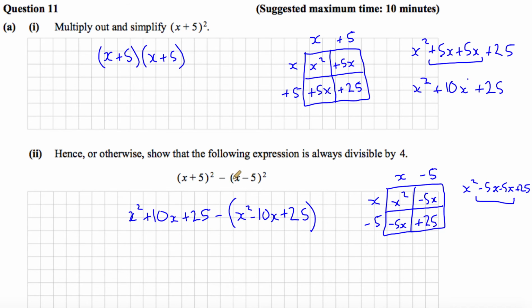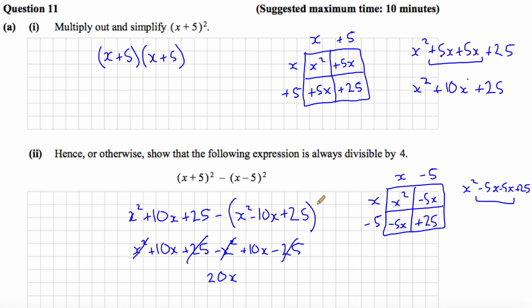So remember, when we're subtracting something, we're going to subtract the whole thing in brackets, so make sure we protect there. So that gives us x squared plus 10x plus 25. Minus by x squared is minus x squared. Minus by minus 10x is plus 10x. And minus by plus 25 is minus 25. So we can see here that x squared minus x squared gives us 0. We have 25 minus 25 gives us 0. And we're just left with the 10x and the 10x, which gives us 20x.